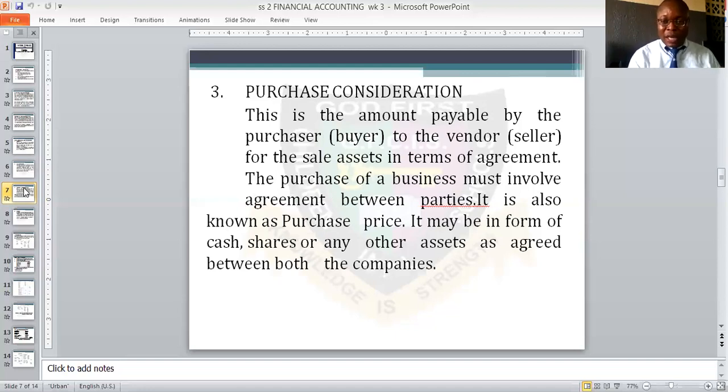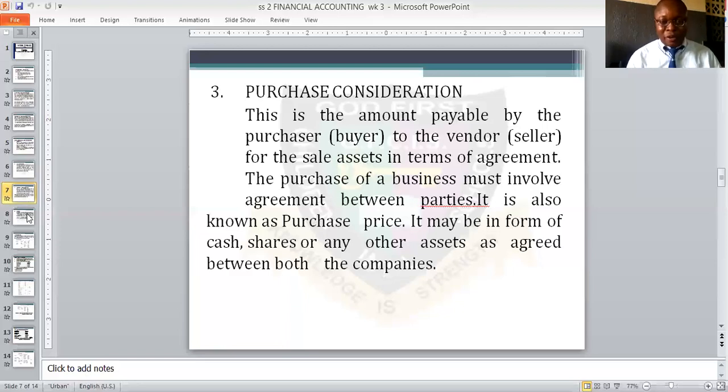So they come together, they agree on business terms, then the buyer becomes the owner of the business, while the seller is the vendor. And this purchase consideration is also known as a purchase price. That purchase price may be in the form of cash, it may be in the form of shares, and it may be in the form of any other asset or property. It's based on the agreement between both parties, or between both companies.